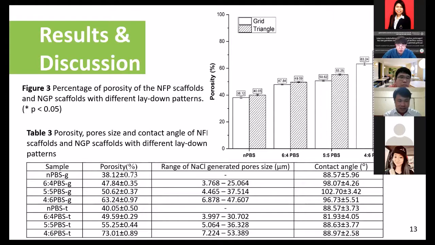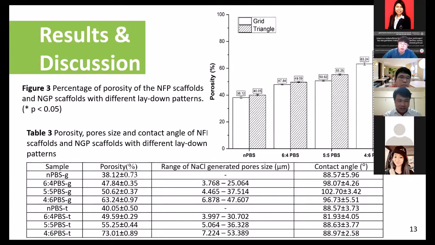All the NGP scaffolds display greater porosity than the NFP scaffolds due to the dissolution of sodium chloride during the salt leaching process. It was found that the porosity was directly related to the salt content: the higher the salt content, the greater the porosity. Moreover, the porosity of the triangle was higher than the grid, and the difference between the two patterns was more pronounced when the salt content increased.